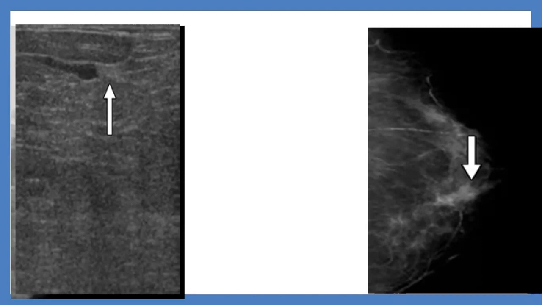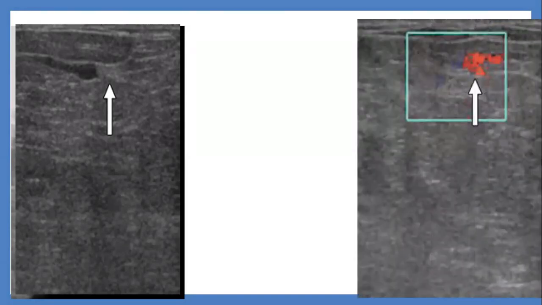What is next? How could you confirm what is inside the duct? The color Doppler. Excellent, color Doppler. The color Doppler shows vascularity within the echogenic part. Excellent.